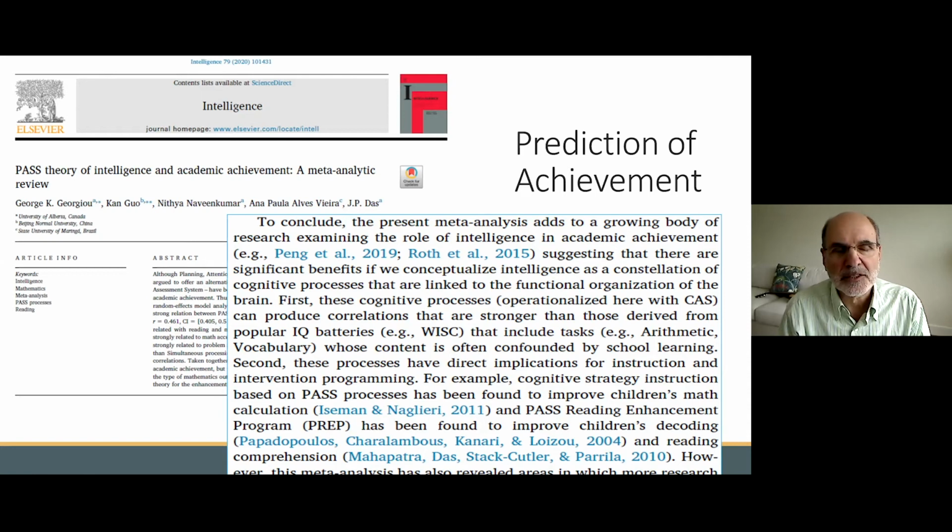This was a meta-analysis done by George Giorgio and a number of other people. They looked at the relationship between PASS and achievement, and they concluded that PASS theory is more strongly related to achievement than any of the research that's been done on traditional IQ. So whether I gather data or whether these guys gather data, we get the same results.